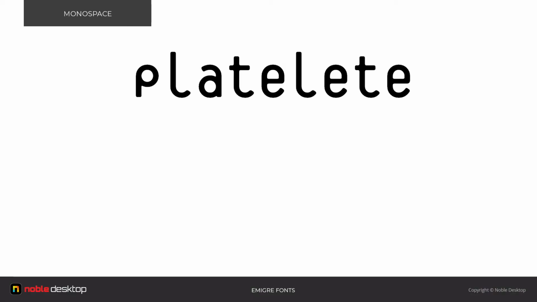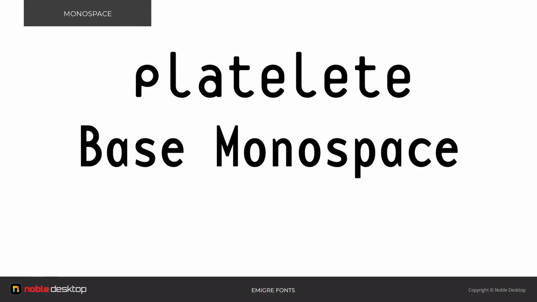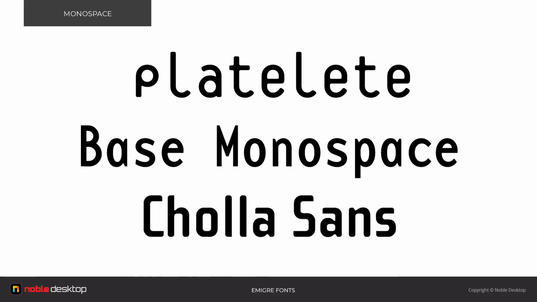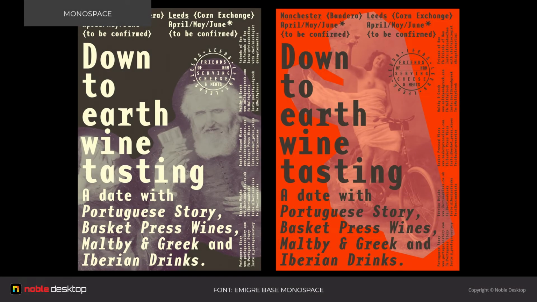This handful of Emigre typeface examples is quite exceptional, using the principles of monospace typeface design in their construction. This poster for Down-to-Earth Wine Tasting uses the Emigre-based monospace typeface to promote this UK event for wine importers. As the event was scheduled to take place during the coronavirus outbreak, the dates are left as to be confirmed.